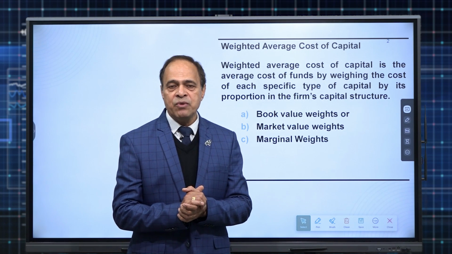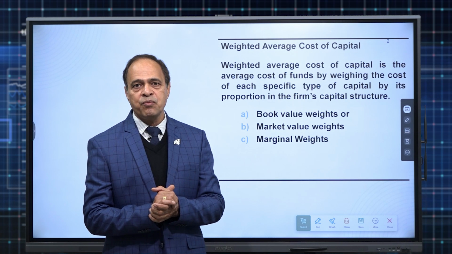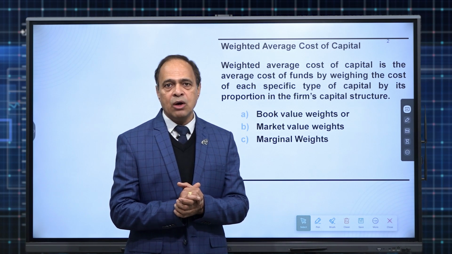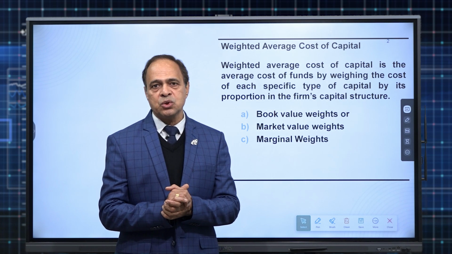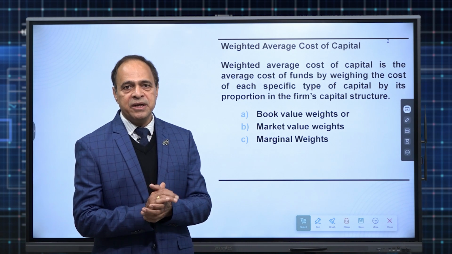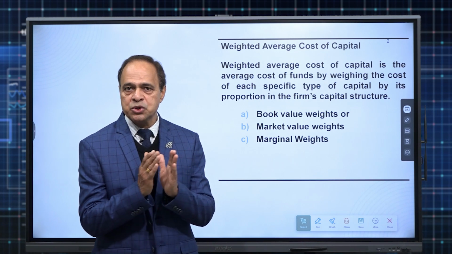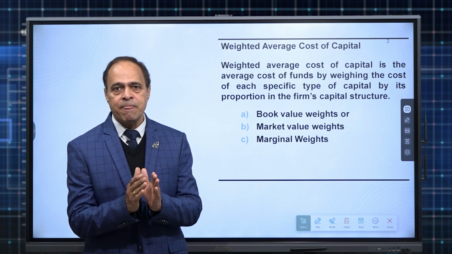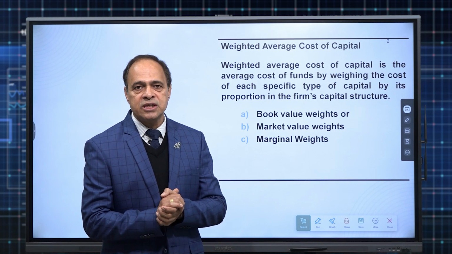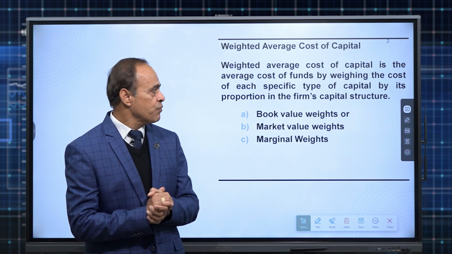That means to say, if a company is using only two sources, let us assume equity share capital and the preference share capital, now how do we calculate weighted average cost of capital for that company? In that case, we will be taking the proportion of equity funding as well as proportion of preference share capital funding and then multiplying that respective proportion with the specific cost to arrive at weighted average cost of capital.